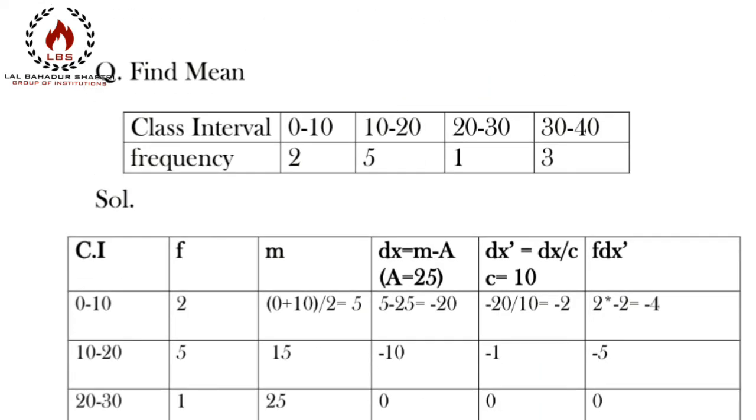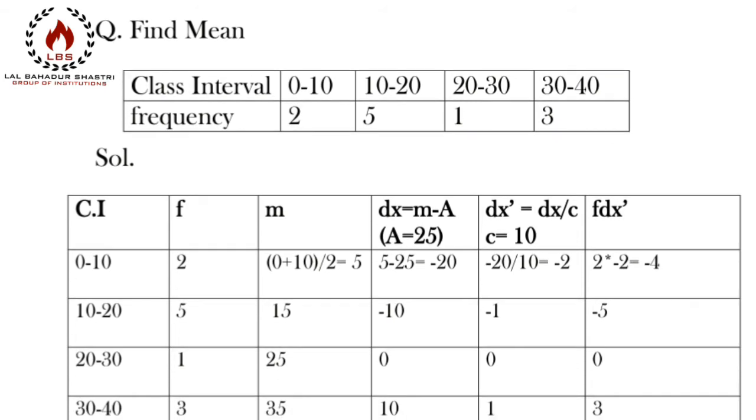Now here is the question. It is the same question which we used in the assumed mean method: 0 to 10, 10 to 20, 20 to 30. For finding the mean you have to find the mid value. Class interval and frequency are as given in the question. We have found the mid value. The mid value formula is lower limit plus upper limit divided by 2, that is 0 plus 10 divided by 2, 5, 15, 25, 35. Right.